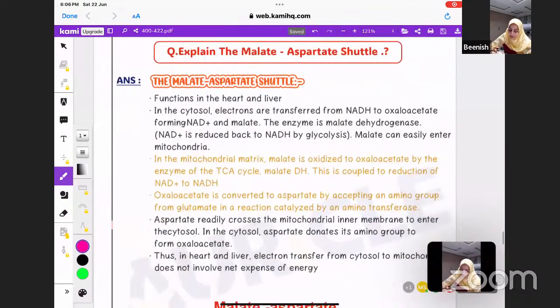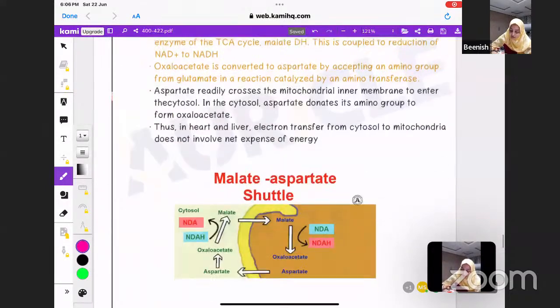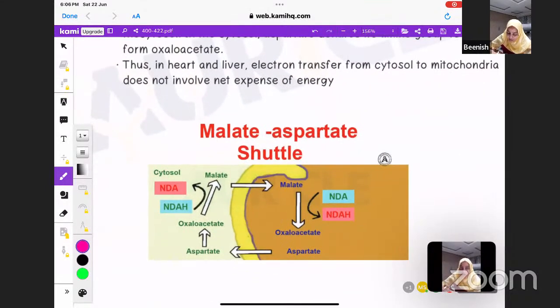Now talking about the malate aspartate shuttle. This is another shuttle. Here, aspartate is going to change into oxaloacetate, and oxaloacetate is going to change into malate, and in this process your NADH is getting oxidized to NAD. So the electrons from NADH are being transferred into malate, and then this malate enters the mitochondrial matrix via the inner mitochondrial membrane.